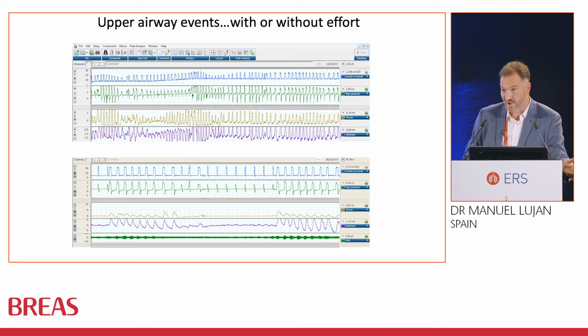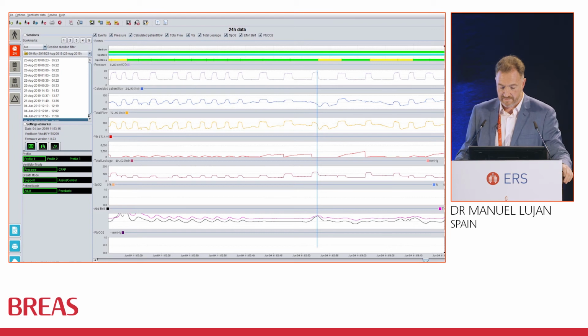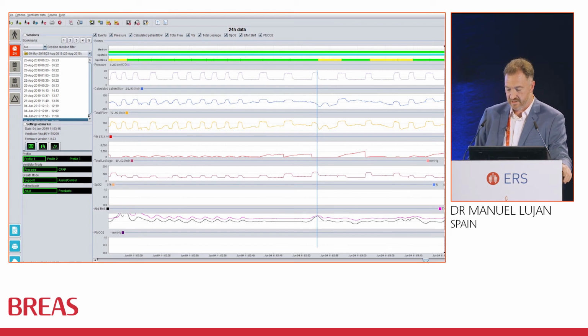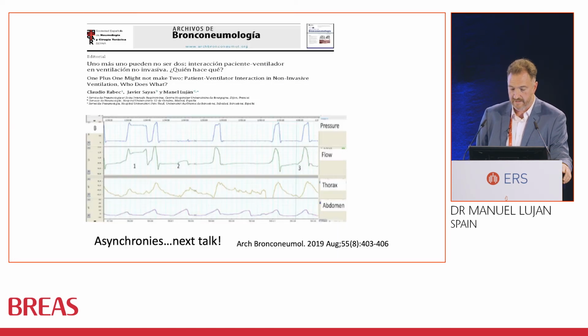It's not only the tracing; it has clinical implication. Another example of the Vivo 45: during this flow reduction here, there is an absence of abdominal and thoracic movements. In other words, the patient is not fighting against the obstruction.